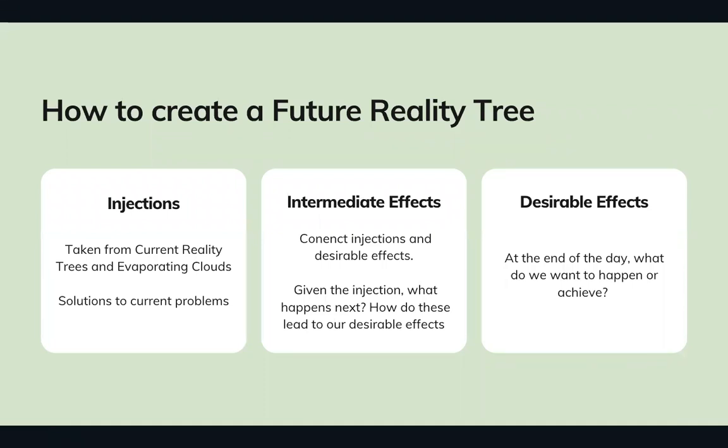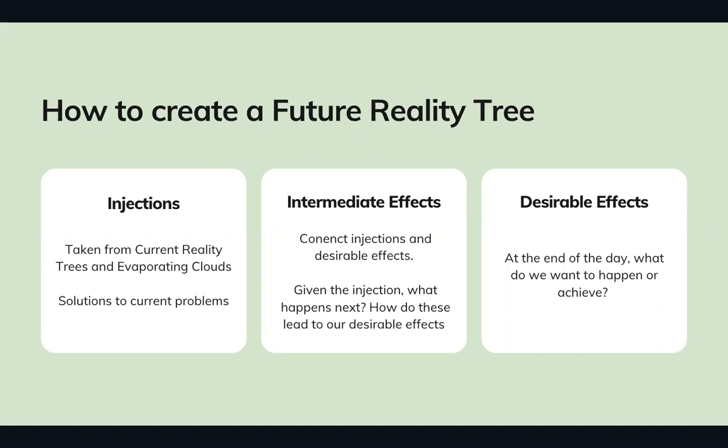So a future reality tree talks about the future, and it normally starts with what solutions we have in mind. This is why the injection is an important part of the tree. And now that we have an injection, we have to talk about what comes after it. Sometimes intermediate effects aren't present because injections will lead to desirable effects immediately, but sometimes we'll have to go through the whole process of intermediate effects. So intermediate effects are just what connects injections to desirable effects. In essence, it answers the question, given the injection, what happens next, or what is the result of the injection? How do these lead to our desirable effects?